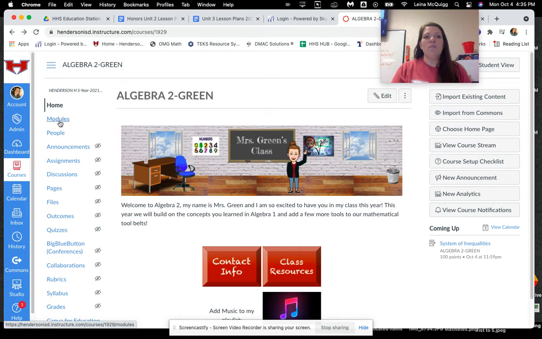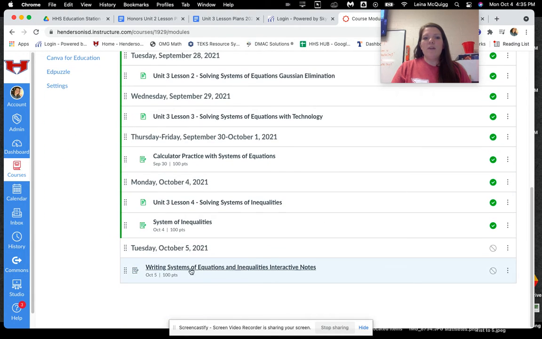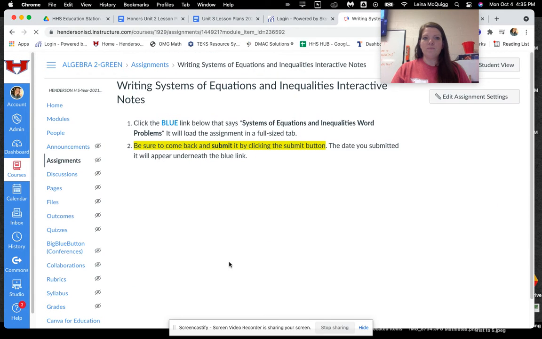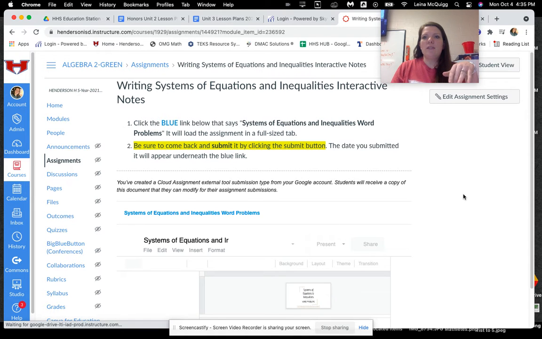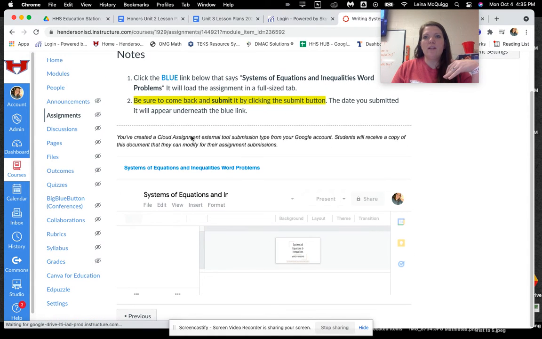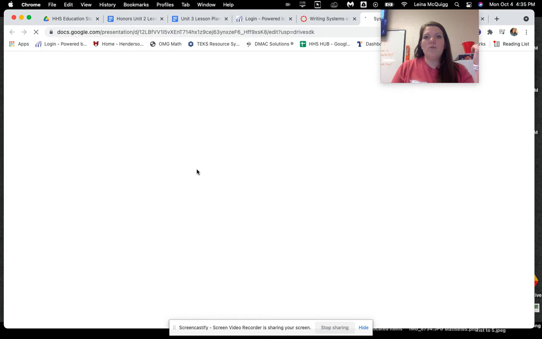So everybody needs to go to modules, scroll all the way to the bottom, and open up the Writing Systems of Equations and Inequalities interactive notes. It should open up the assignment. I think everybody has given it permission to access your Google account. If you don't see this, scroll down a little more and there's going to be an authorize button. Then click where it says Systems of Equations and Inequalities Word Problems and open it up into a new screen.